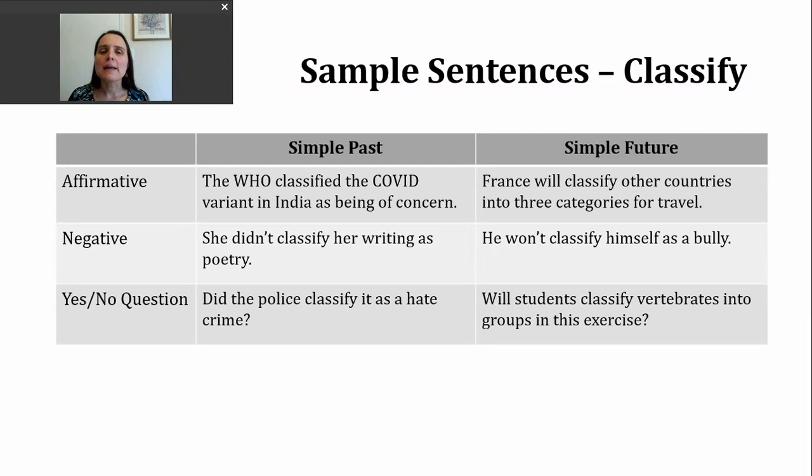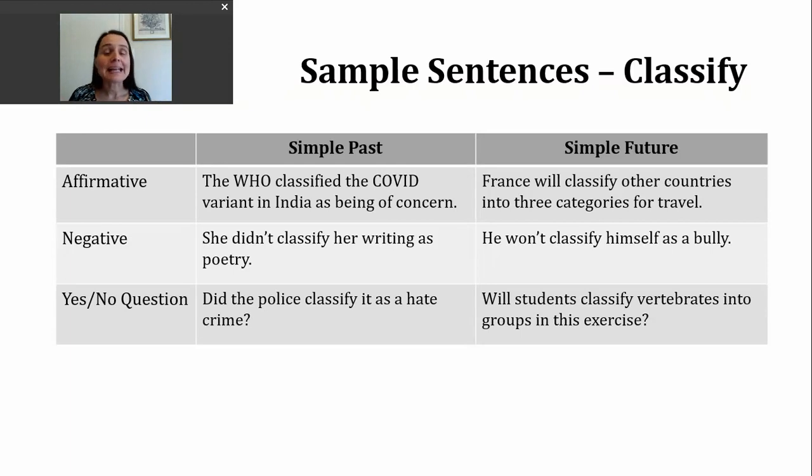Now let's look at making a negative simple past tense sentence. To do this, we're going to use did not and then the base verb. So we're not using an ed form in the negative. Here's an example. She didn't classify her writing as poetry. Right? We know there are many different styles of writing, and here she is not grouping her particular production, her written work, as poetry, one of those forms.